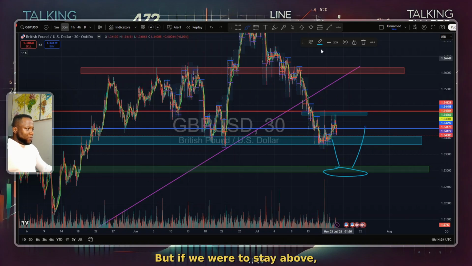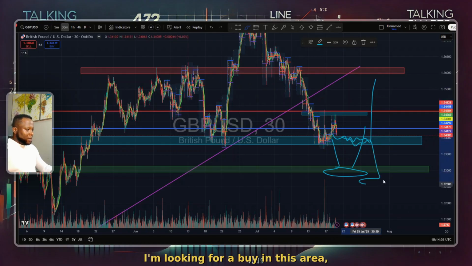But if we were to stay above, if we were to just mitigate this and stay, and price does this and goes up, then I'm looking for a sell. If price is to do this instead and drops down, I'm looking for a buy in this area and I take it up from here. Okay, that's what I see on the pound USD.